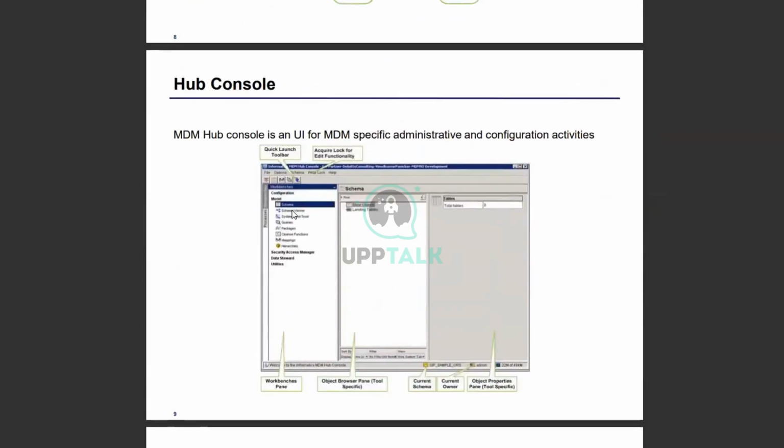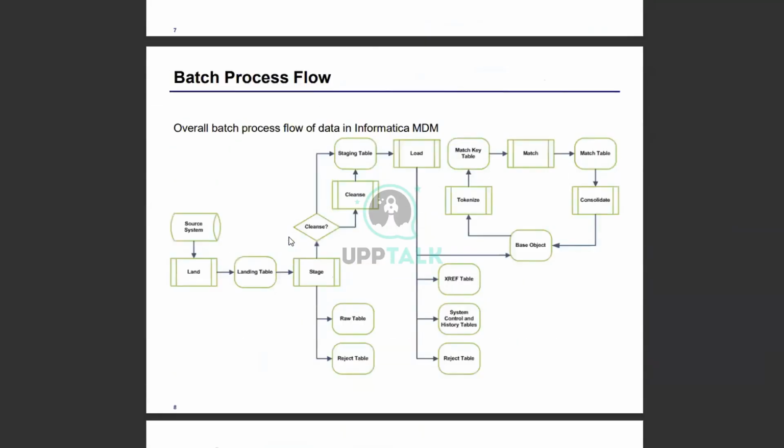This is a little bit similar to what we'll be seeing in the Hub Console. You can see over here the cleanse function. These are the places where we'll be creating the cleanse functions. This uses IDQ mappings as a cleanse function, but the IDQ mapping should be published via a web service. Only afterwards will we be able to do that.